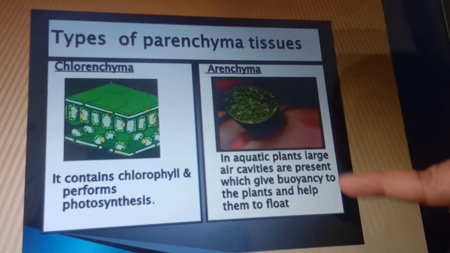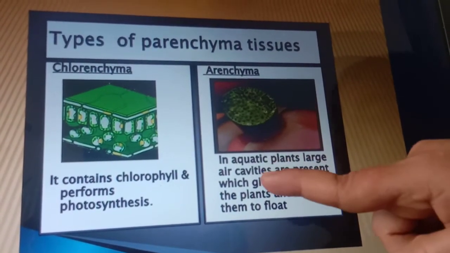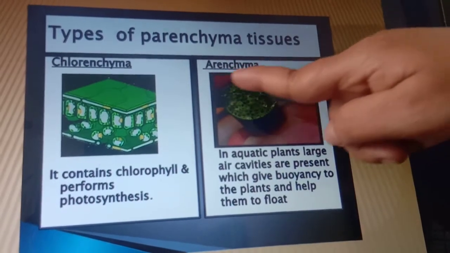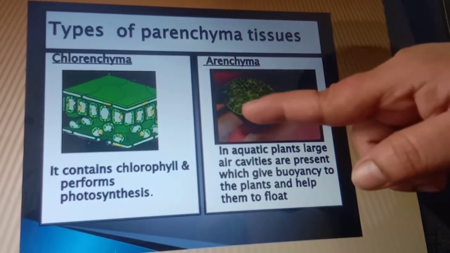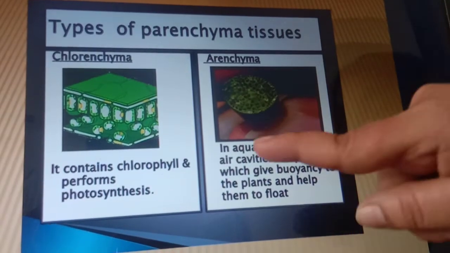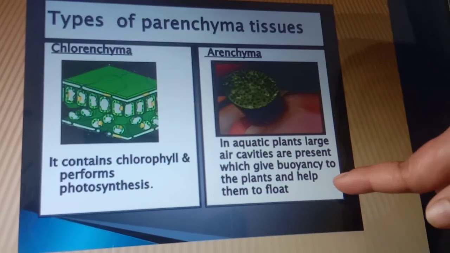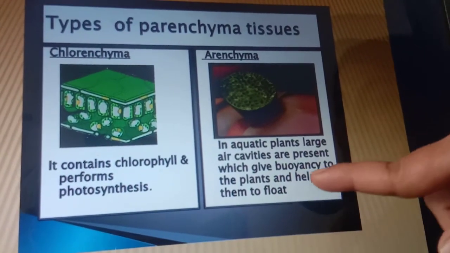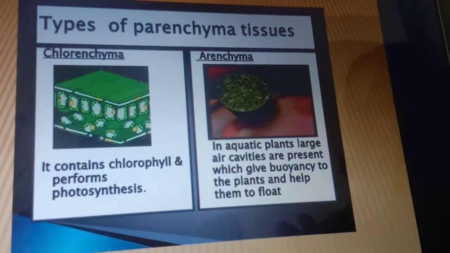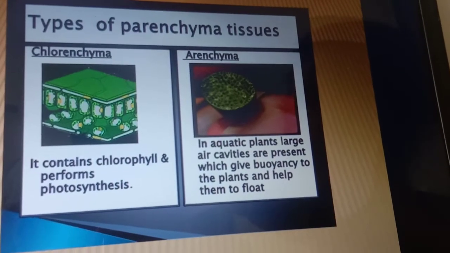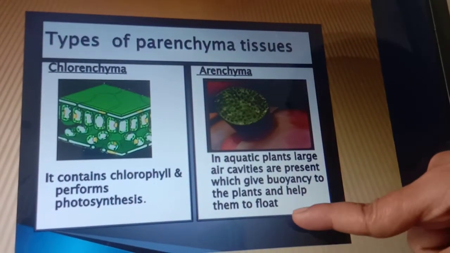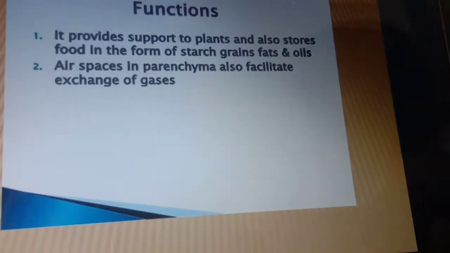Then aerenchyma. In aquatic plants, large air cavities. The name itself, aer means what? Air. Chyma means what? Tissues. In aquatic plants, large air cavities are present, which give buoyancy to the plant. Buoyancy means it is going to uplift the plant above the water, and due to it what will happen? It will help the plant to float.